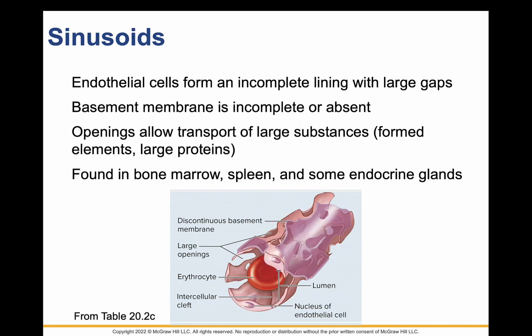Then we have sinusoids, and these have an incomplete lining with large gaps and an incomplete basement membrane. Now, these are going to allow relatively large particles to move through, so large proteins and formed elements. And if we keep in mind where we find them, bone marrow. So remember, bone marrow is where formed elements are produced. So there has to be a way for them to make their way into the circulation, or our vessels.